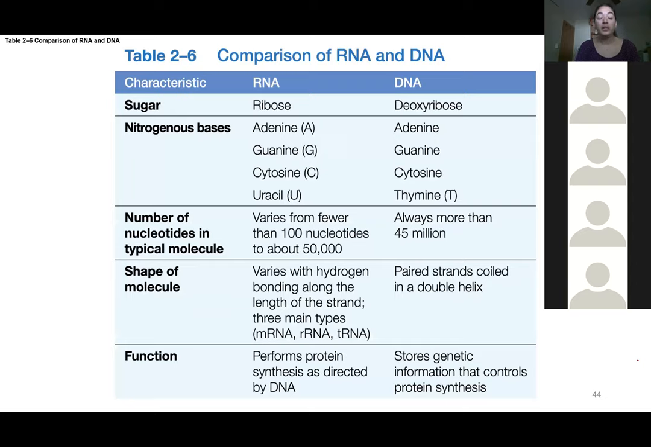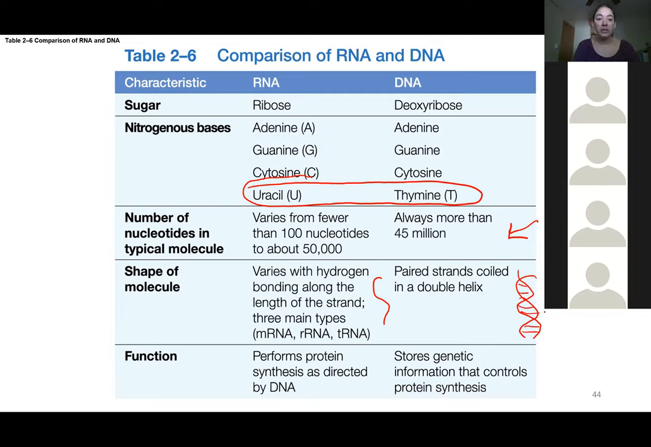Okay, this table is just kind of a summary showing you the differences between RNA and DNA. Note the big difference here, uracil and thymine are the big difference in the nitrogenous bases. DNA is much longer, has many, many more, millions more nucleotide bases than RNA. RNA is typically short. DNA is very, very long. RNA is a single strand, whereas DNA is a double strand. So single strand, double strand. And what's cool is RNA can actually have different shapes too, depending on which type of RNA it is, but it's still always single-stranded.